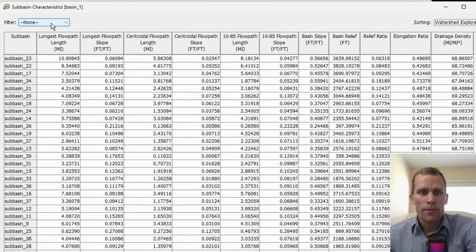On the left, we do have a filter as well. So there's no filter applied at the moment. That's the default, but you can also filter by computation points or by zones. And I don't have any zones set up, so I'm just going to leave it at none for this video. Along the other columns that we're seeing here are different characteristics of the subbasin. So I'm just going to go through most of them real quick and let you know what they are and what they mean.